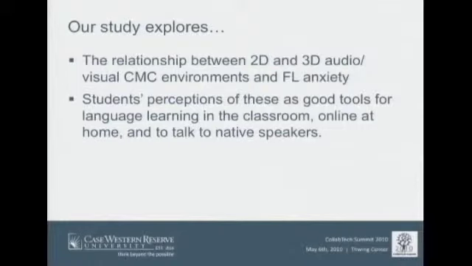CMC is called computer-mediated communication, and how using a 2D format, and we chose Skype, and a 3D format, Second Life, would affect the anxiety that students feel when speaking a foreign language. And we were also interested in looking at the students' perceptions of these and whether or not they found them useful as a classroom tool and also outside of class.